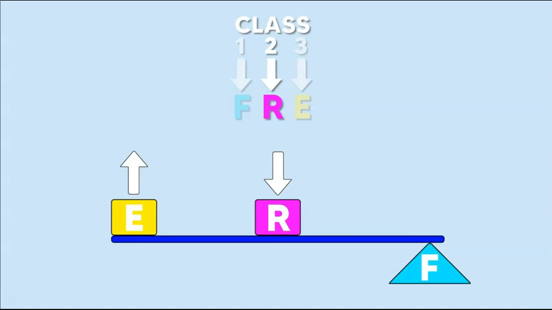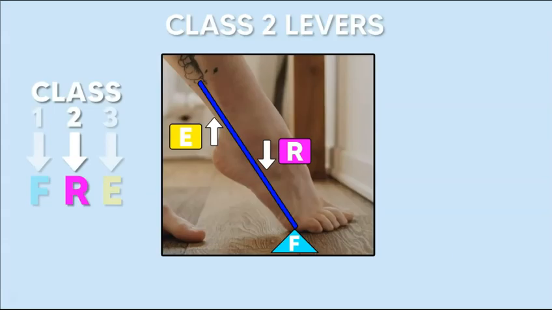The R in FRE, since it's in the second position, refers to second class levers and tells us that the resistance is in the middle with the other components on the side. The classic second-class lever in the body is seen during a heel raise. The effort is the gastrocnemius soleus muscle pulling at the calcaneus, the resistance is our body weight, and the fulcrum is the ball of our foot.